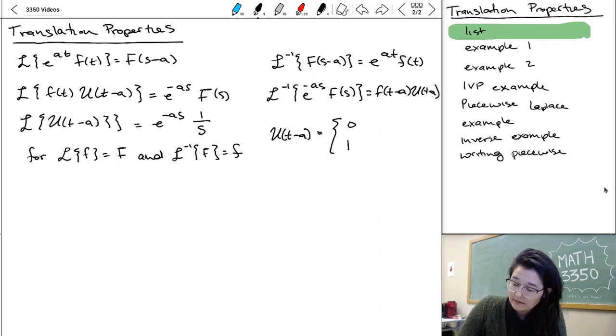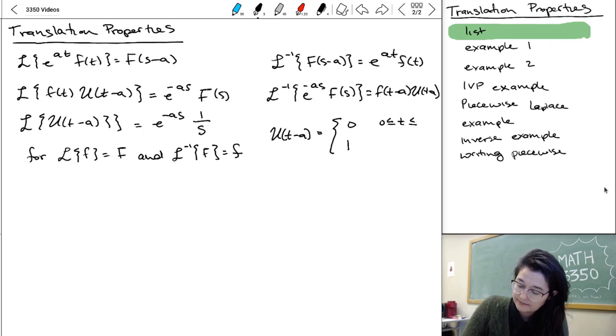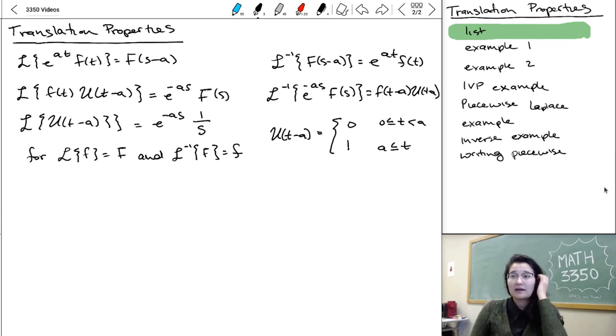It's 0 until t reaches a, until t reaches a excluded. And then for any t equal to or greater than a, the function is 1. So just have these in a handy place in your notes because you will want to refer back to them to solve a lot of different types of problems.